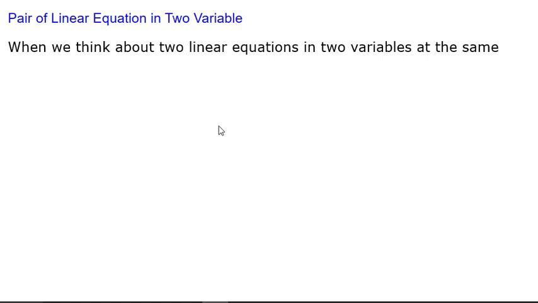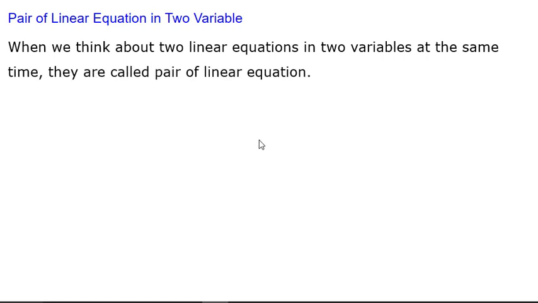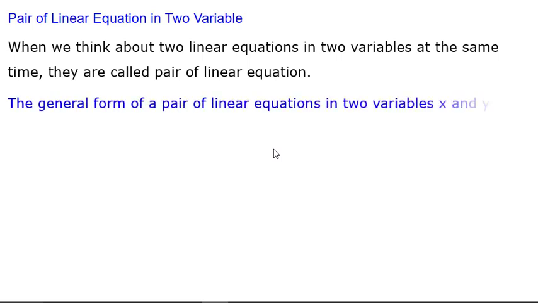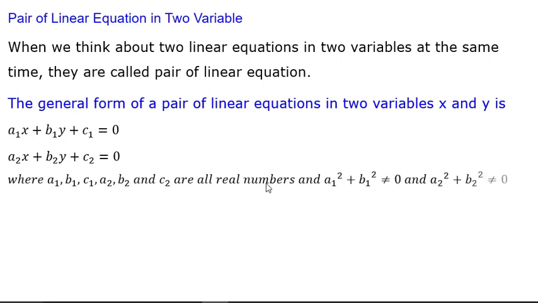Now pair of linear equations in two variables is our topic for 10th standard. When we think about two linear equations in two variables at the same time, they are called a pair of linear equations. The general form of a pair of linear equations in two variables x and y is a1x plus b1y plus c1 equal to 0 and a2x plus b2y plus c2 equal to 0. So here we are going to consider two equations at the same time, where a1, a2, b1, b2, c1, c2 are all real numbers, and a1 square plus b1 square is not equal to 0 and a2 square plus b2 square is not equal to 0.